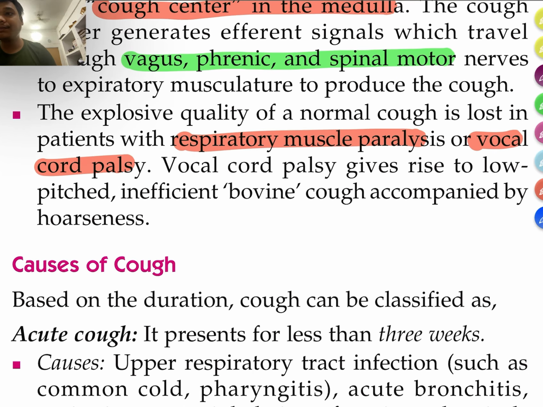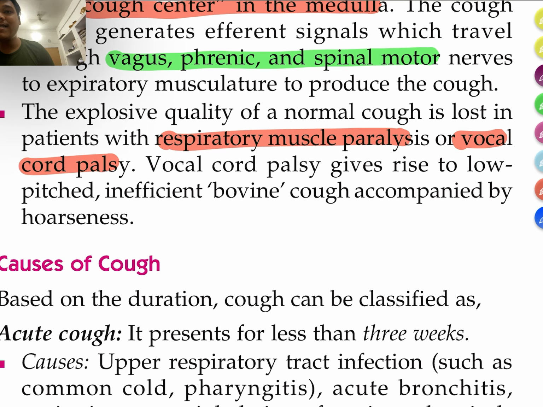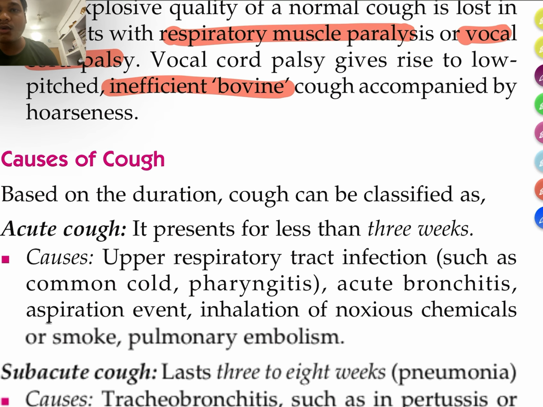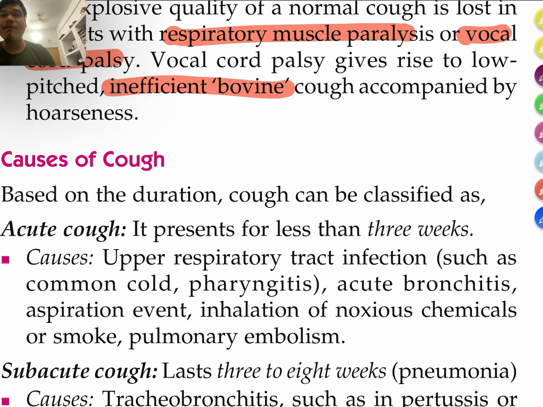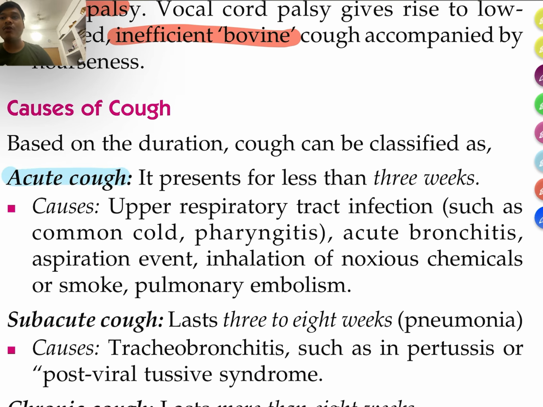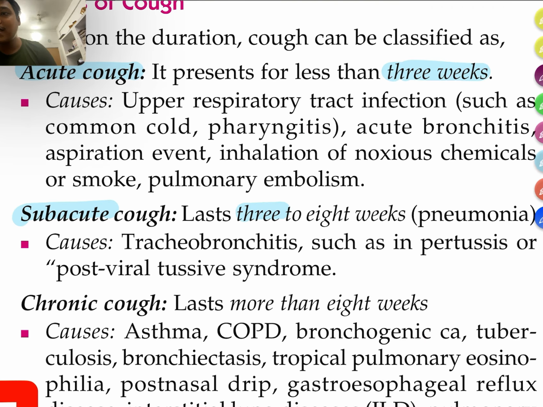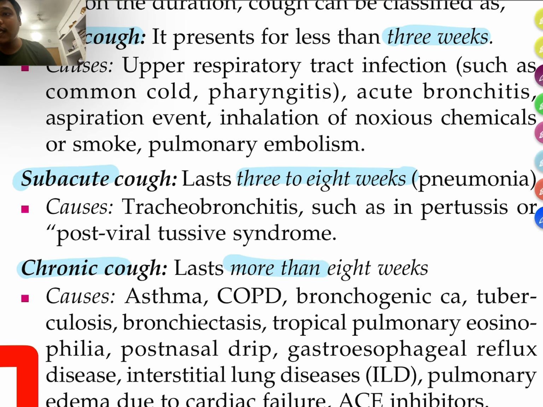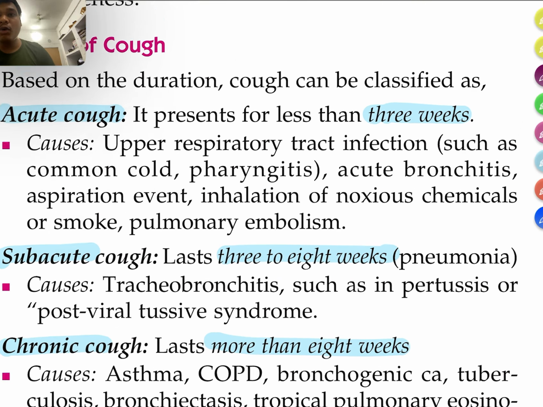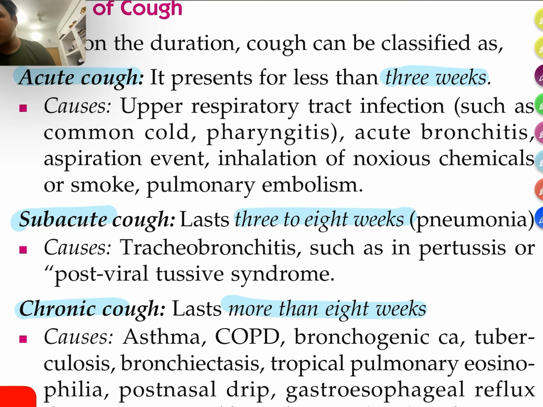Next, vocal cord palsy gives rise to a low-pitched, inefficient bovine cough. Obviously it will vary, like a cow produces a low level of sound. Okay, so what are the causes of coughing? In case of acute cough, we call it acute if the duration is less than 3 weeks, subacute if the duration is 3 to 8 weeks, and if it is more than 8 weeks, then we call it chronic cough.